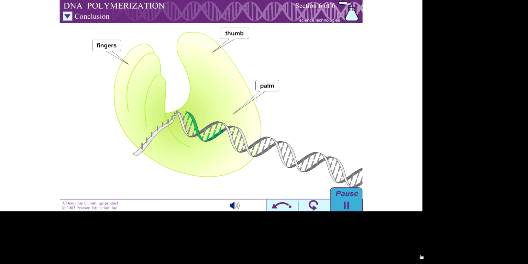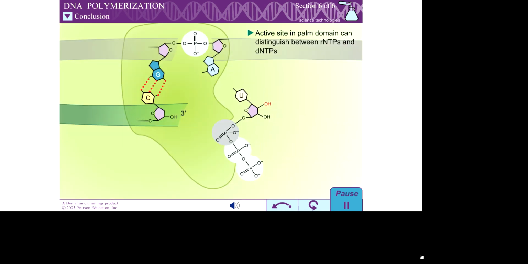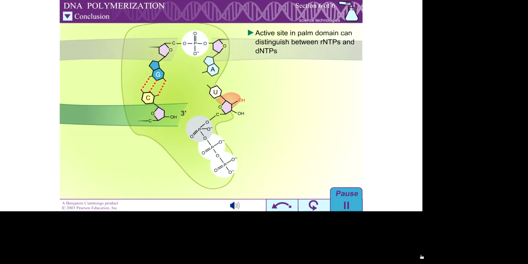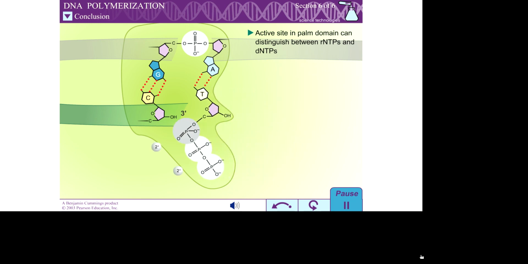Due to its shape, 3 domains of the polymerase, called the palm, fingers, and thumb, have been described. The palm domain houses the active site for DNA synthesis. The palm domain can distinguish between RNTPs and DNTPs. 2 divalent metal ions in the palm domain are crucial for DNA polymerization activity.